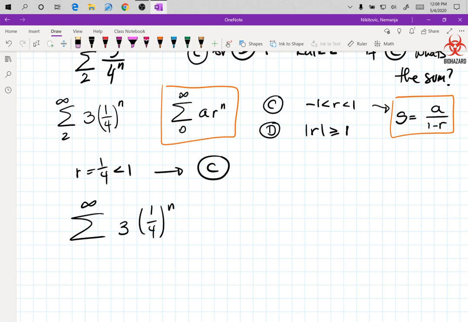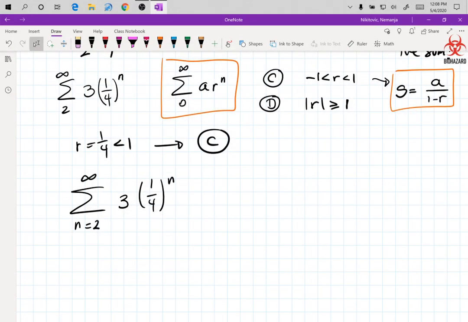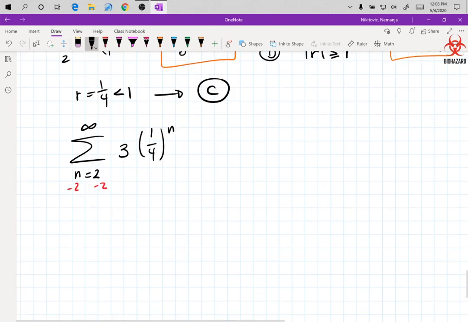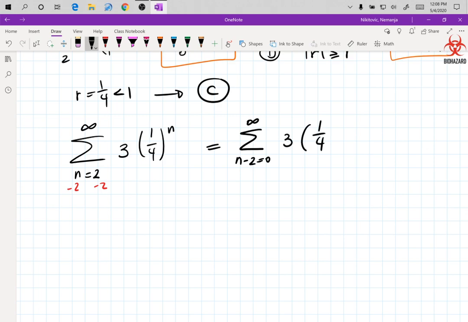Now, currently what you have is n equals 2. Now, how do you shift it to 0? Well, common sense, subtract 2 on both sides. Once you do that, right, you will get summation of n minus 2 equals 0, going to infinity, 3, 1 over 4 to the n.